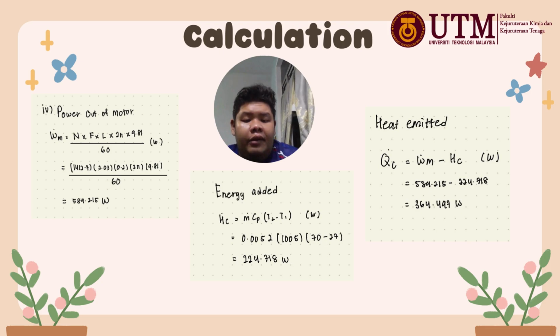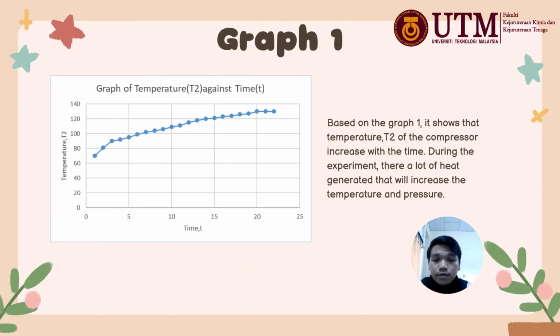And lastly, we can calculate the heat emitted using the formula Qc equals Wm minus Hc, where Wm is the power out of the motor that we calculated before, minus Hc, which is the energy added. Then we can get the answer, which is 364.497 watt. Now, I will explain about graph 1.